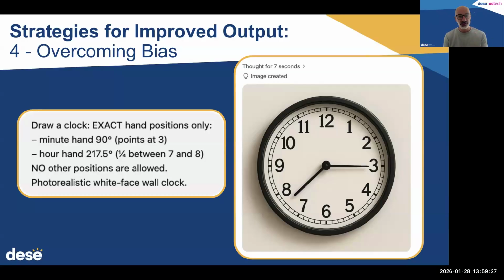We can be so precise and clear and detailed in what we're asking for. And this is a really good illustration of that. And then we'll tie it to other ideas as well. So draw a clock with the exact hand positions where the minute hand is at 90 degrees and it's pointing at the 3, and the hour hand is at 217.5 degrees and it's a quarter of the way in between the 7 and the 8, which it didn't quite do. Close. No other positions are allowed. It needs to be photorealistic and a white-faced wall clock. And then we get exactly what we're looking for, or very close to that.